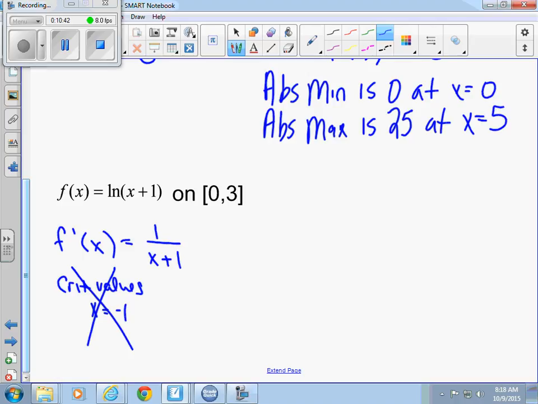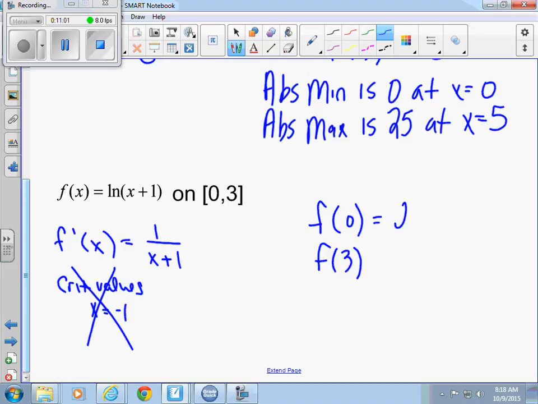-1 was a critical value because natural log is actually undefined at -1. -1 plus 1 is 0. And what is natural log of 0? Undefined. So my only two candidates are 0 and 3.